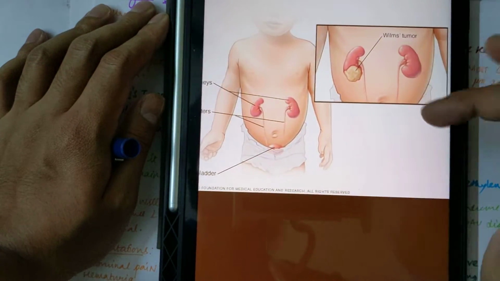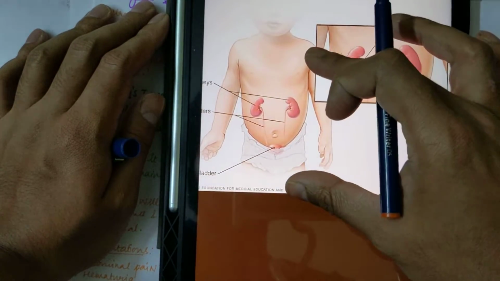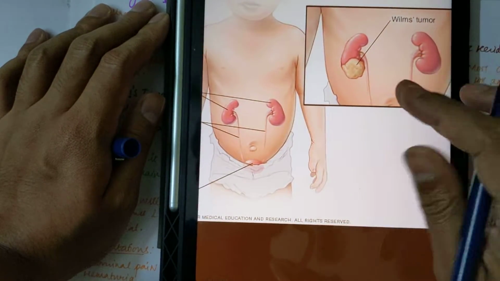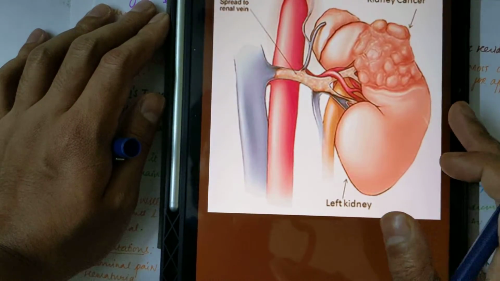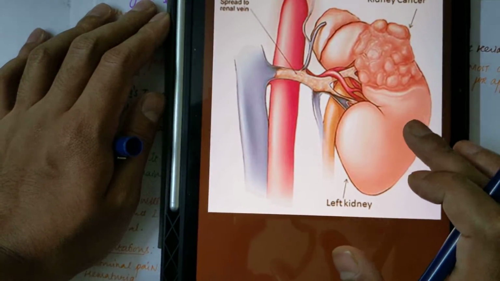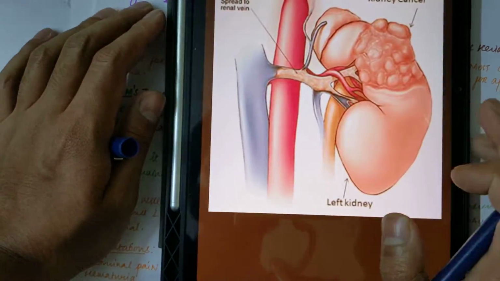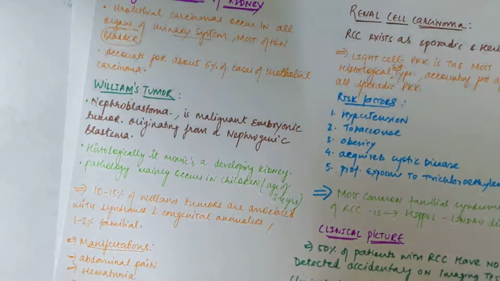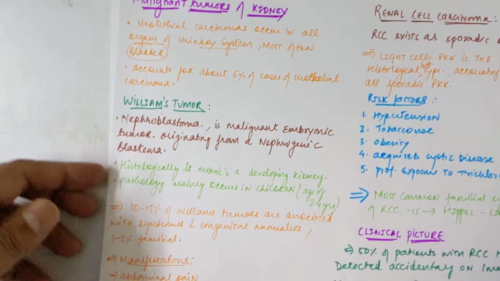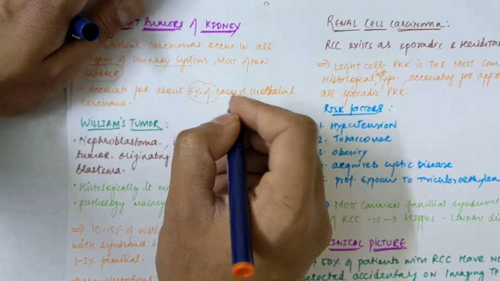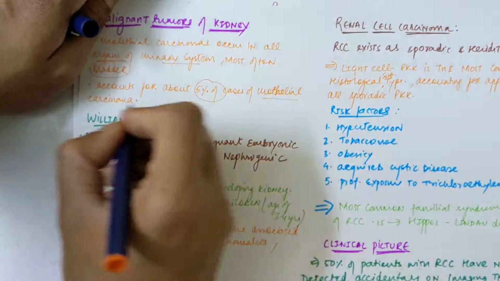Clear? And this is the Wilms tumor, which I said is most common in children. So this is the Wilms tumor, which you can see in the children. And this is also an image of kidney cancer. Clear? Now, urothelial carcinoma accounts for about 5% of malignant tumors of the kidney.